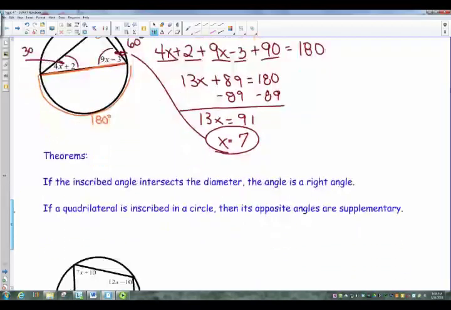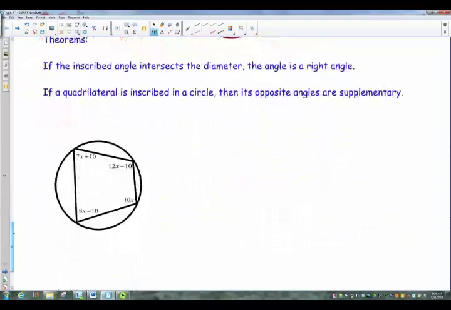So what that does is it leads to a couple more theorems. Here are our final 2 theorems for this section. It says if the inscribed angle intersects the diameter, the angle is a right angle. And we just saw that in the last case. Because it creates a semicircle. Semicircle is 180 degrees. Half of 180 is 90, which is a right angle.